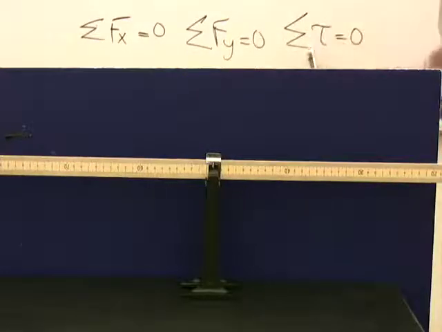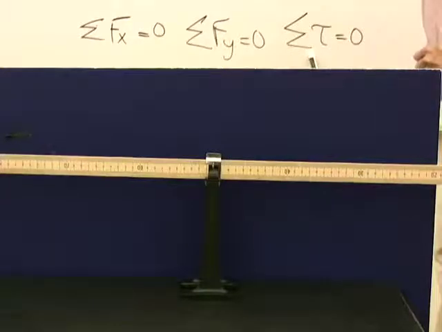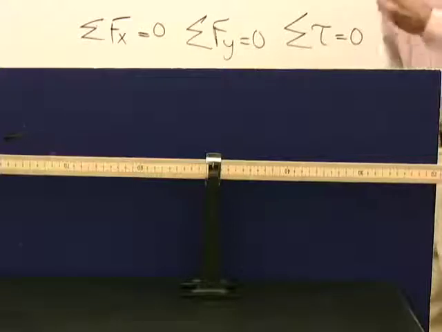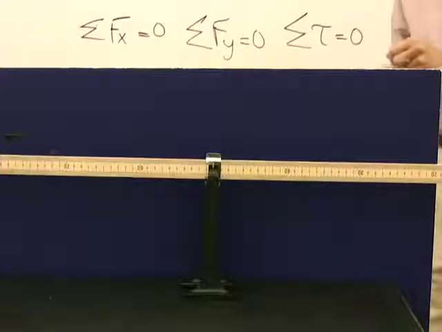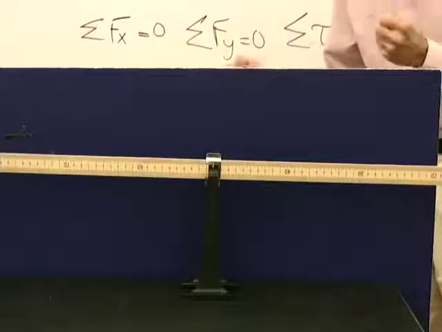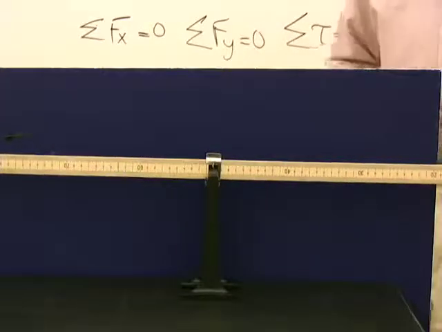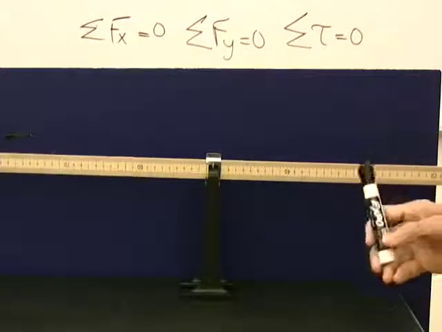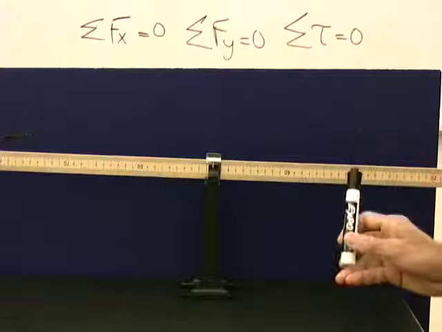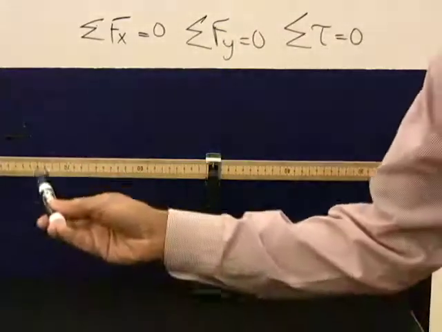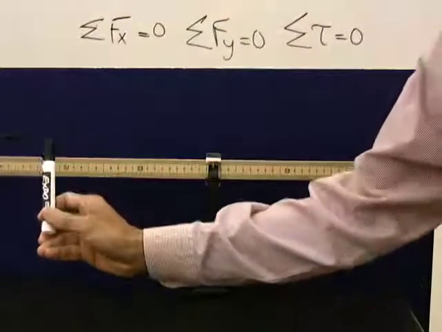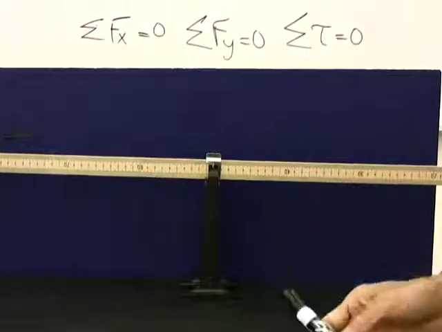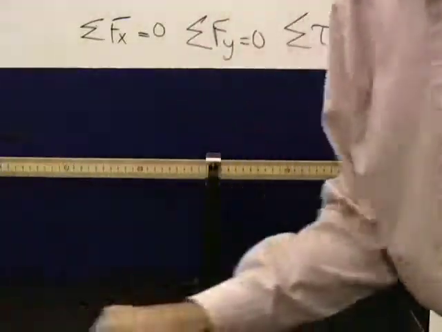Now what does this mean? Summation of tau equal to 0, sum of all the torques, which obviously means torque is a vector quantity. There are positive and negative torques. And for our purpose, we are going to simplify it by saying that any force that produces a clockwise torque will be negative, and any force that produces a counterclockwise torque will be positive.